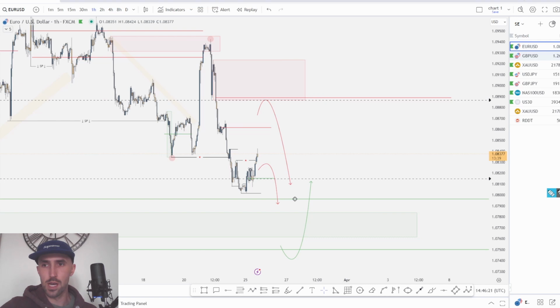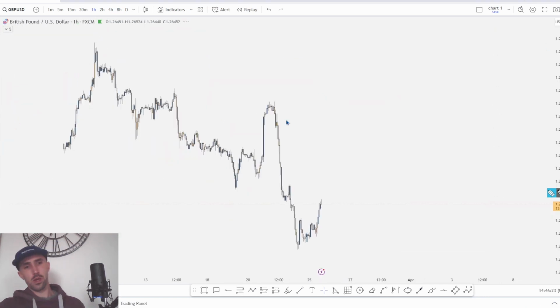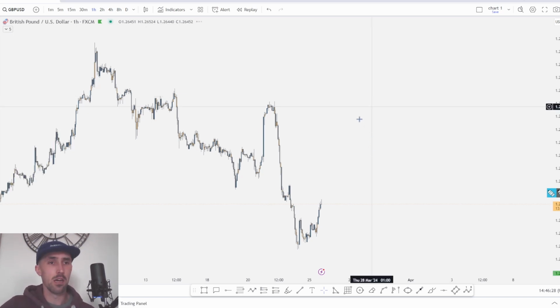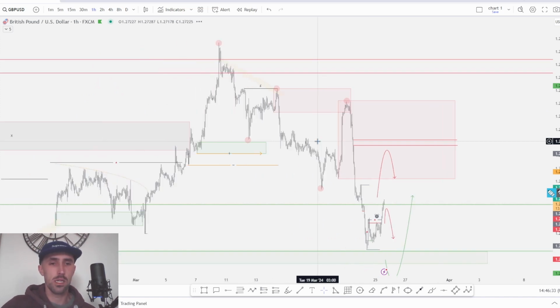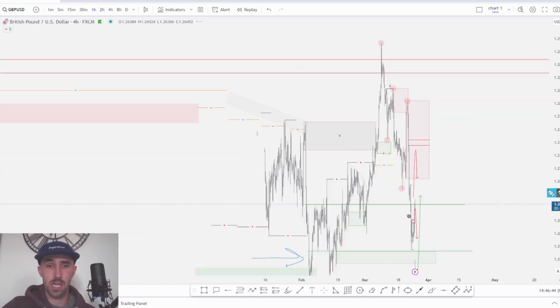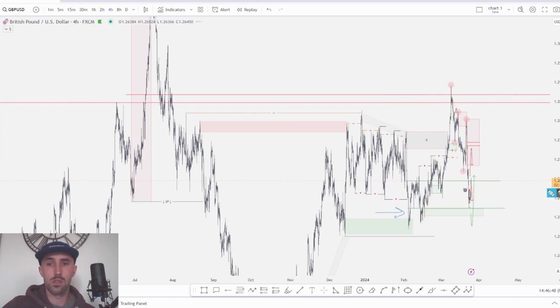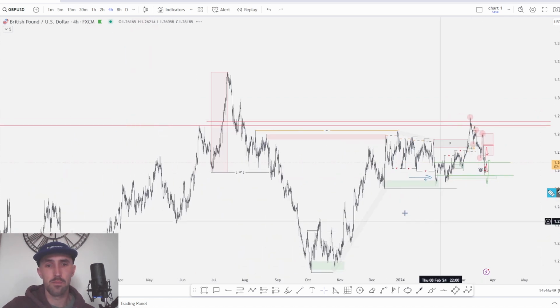Heading over to GU now. GU here, we have a similar story in terms of the context with this trade. Now, this is a slightly different markup, but it is overall holding a relatively similar story. If we come back into the higher time frames as we showed you on Euro, you'll begin to see the context playing out here.